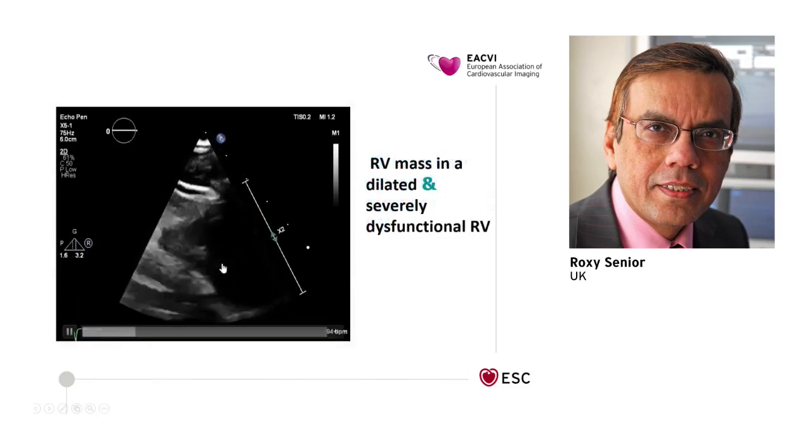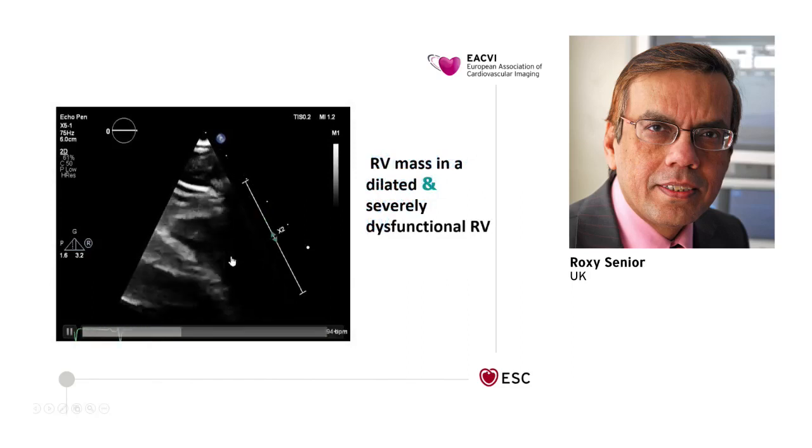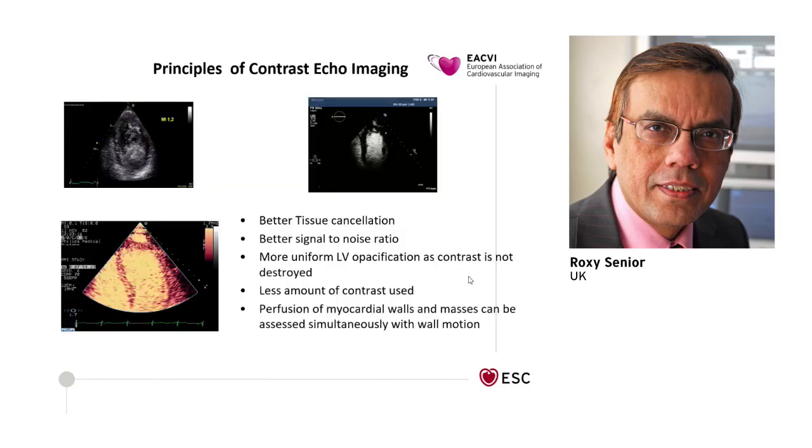So again, the question is whether it's a thrombus. Now, as I've said before, in order for you to assess this mass properly, you not only need to delineate the mass, but also you need to characterize the mass. And as I've discussed before, this is the principle of using contrast echo, not only in COVID setting, but actually in other settings also, that you don't use high mechanical index because you destroy contrast.